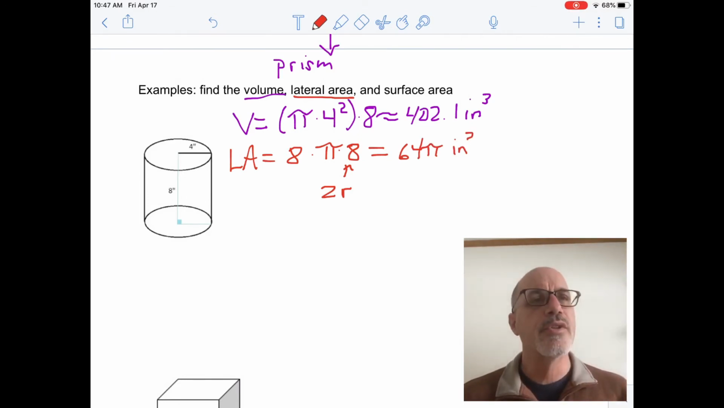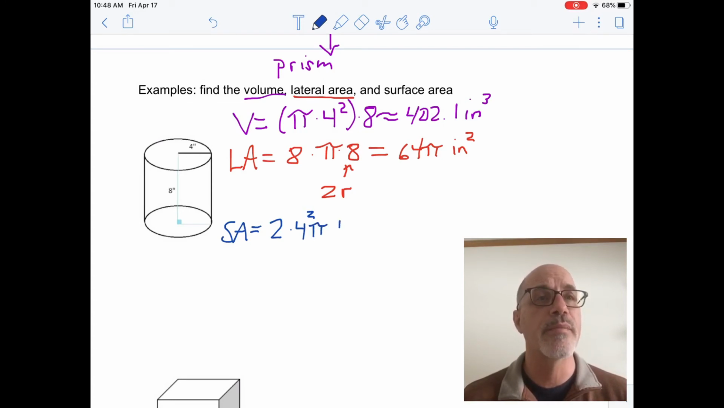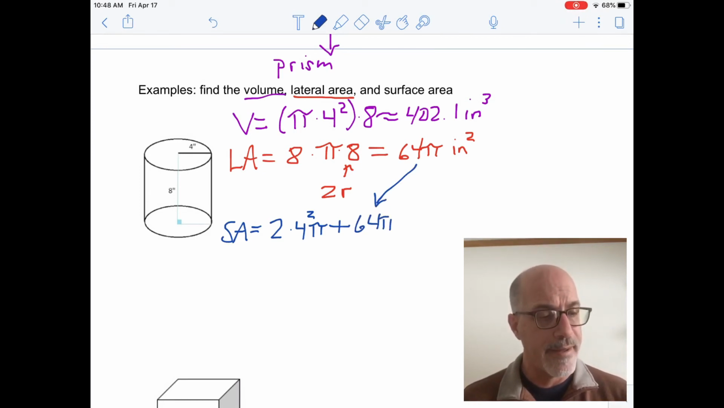And when we do that, we get a total lateral area of 64 pi. So next, we're going to do our surface area, and that's in square inches, because it's surface area. Let's do the total surface area. So surface area, in this case, we're going to add 2 of our bases, because we have 2 circles, so 2 times 4 squared pi, that's 2 of our bases, plus the lateral area, which is 64 pi. Add that all together. It simplifies to 96 pi. And if we were to do that on our calculator, we would get 301.6 square inches for our surface area.